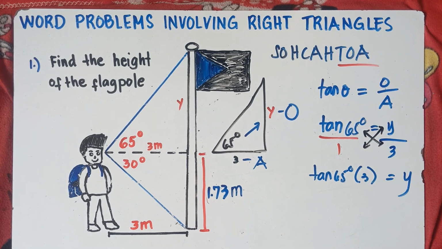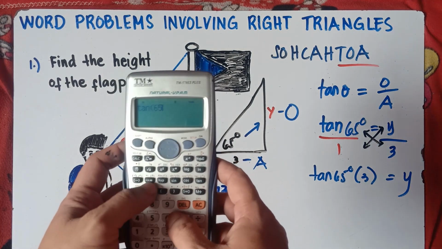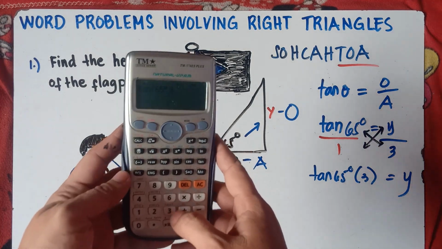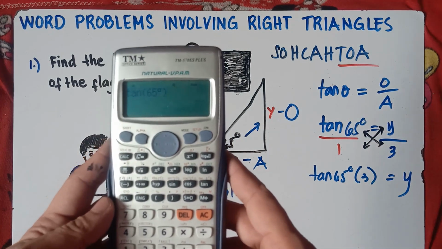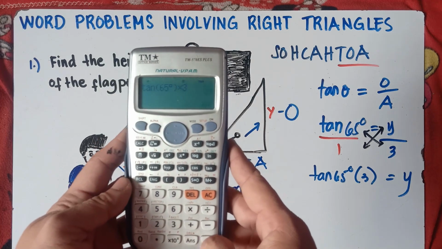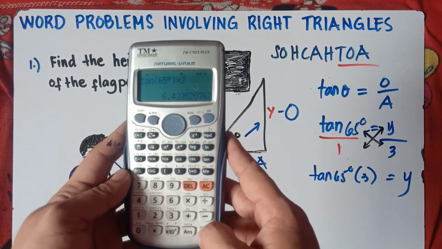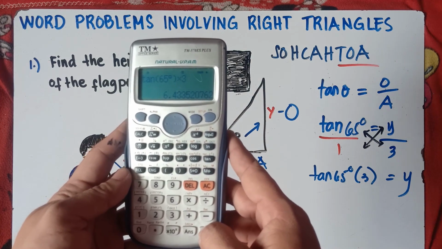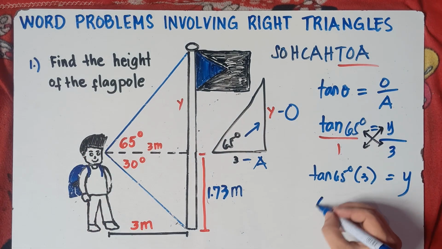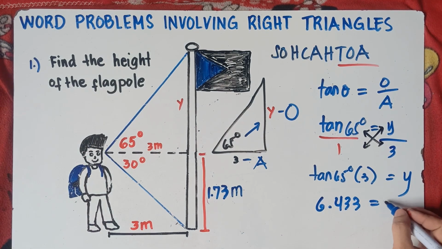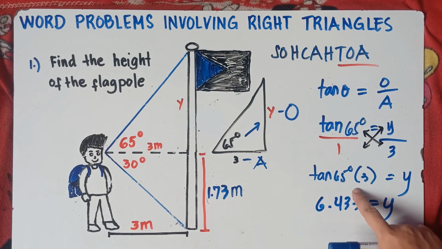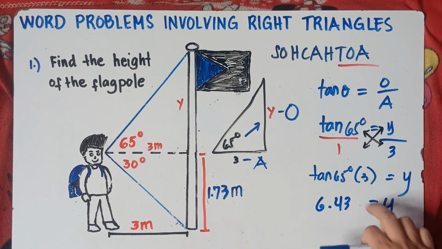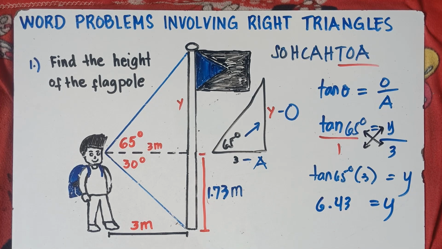So let's use the calculator. Tangent 65 degrees, close parenthesis. So I hope you see this one, class. Tangent 65 degrees, then times 3, equals. So we have 6.433. So 6.433 equals y. Now, once again, we need to have the nearest hundredths, 2 decimal places. After 3, that is 3. Round down. Simply copy 43. Alright, so therefore, this height right here is 6.43.